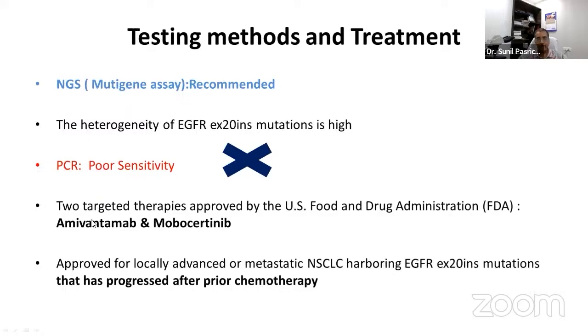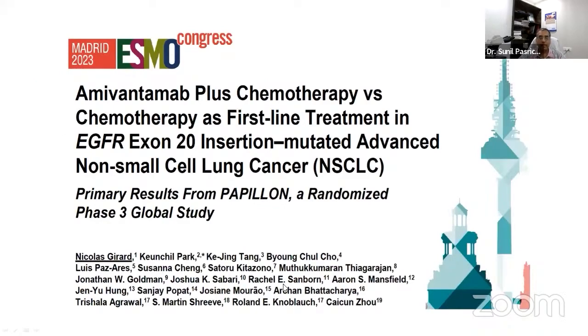The two targeted therapies that have been approved by the US FDA, amivantamab and mobocertinib, are approved for locally advanced or metastatic NSCLC harboring these EGFR exon 20 insertion mutations that has progressed after prior chemotherapy. But recently, we have found very encouraging results in the PAPILLON phase 3 global study, in which the role has been found even in the first line, but in combination with chemotherapy.